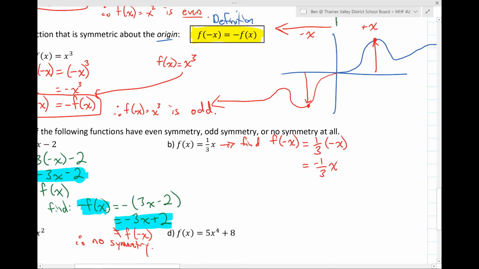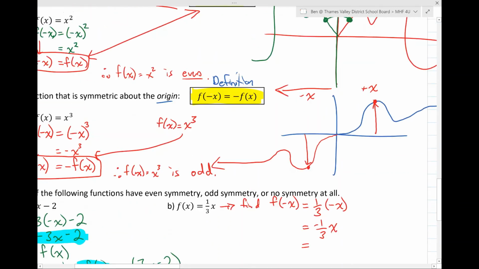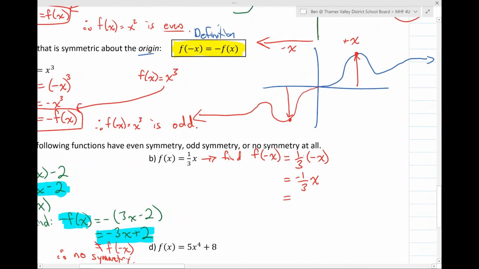Then we'll compare that to f of x. Does f of negative x equal f of x? Because if it does, that's the definition for an even function. I can see right away, one is negative, the other is positive, so they are not equal. It does not equal f of x. Therefore, it's not even.